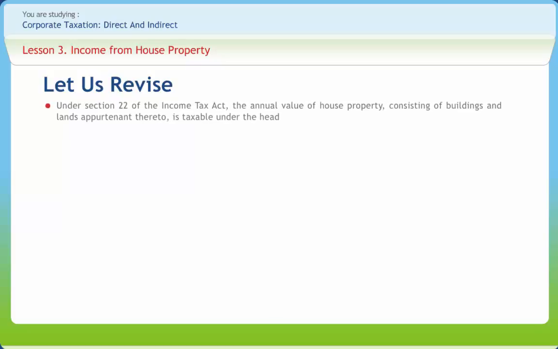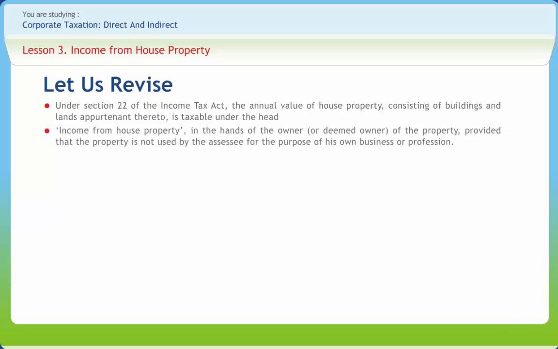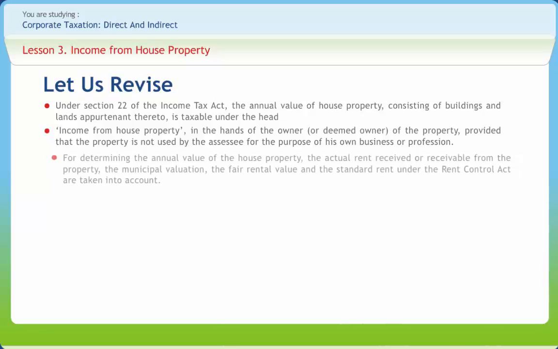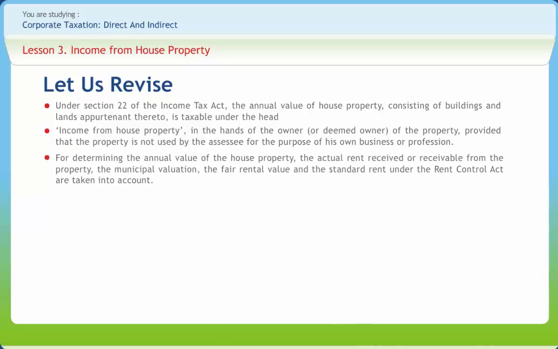Now let's revise what we have studied till now. Under Section 22 of the Income Tax Act, the annual value of house property consisting of buildings and lands appurtenant thereto is taxable under the head Income from house property in the hands of the owner of the property, provided that the property is not used by the assessee for the purpose of his own business or profession. For determining the annual value of the house property, the actual rent received or receivable from the property, the municipal valuation, the fair rental value, and the standard rent under the Rent Control Act are taken into account.